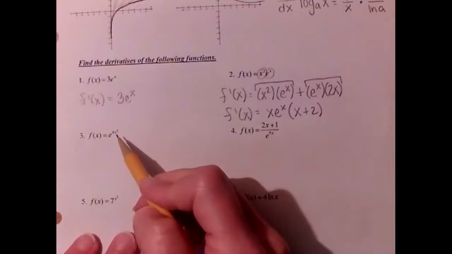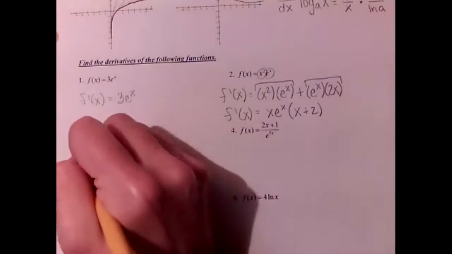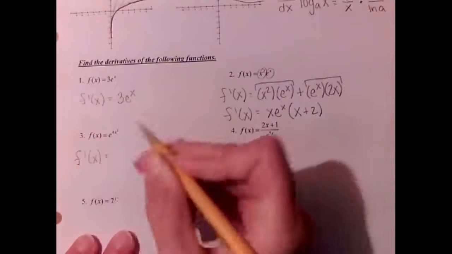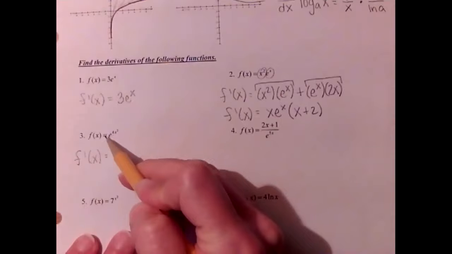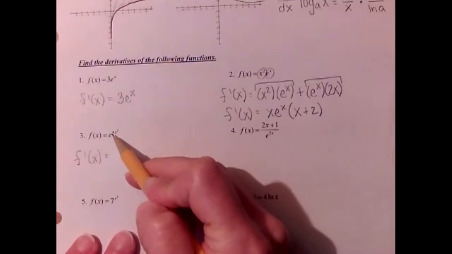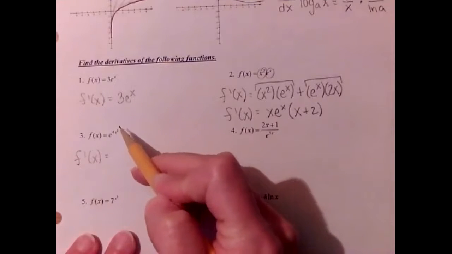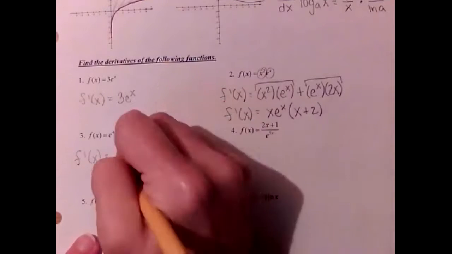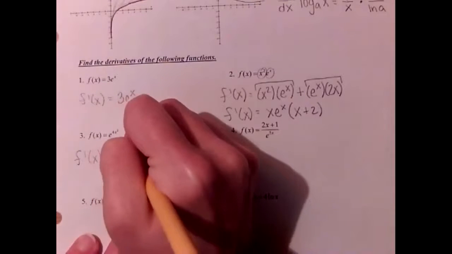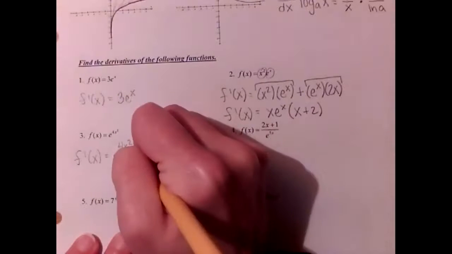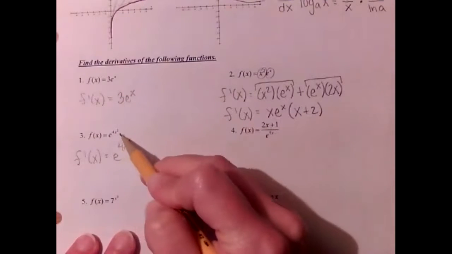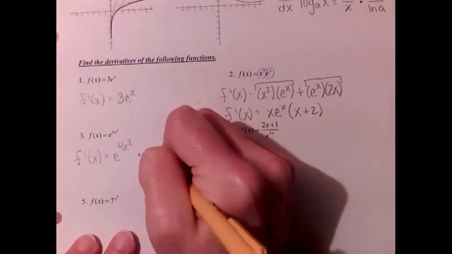All right, so this one is a chain rule. Derivative of the outside function would be the e part. Derivative of the inside function is the 4x squared. So derivative of e is itself, so I'm basically just going to copy this down. And then I'm going to chain on the derivative of that stuff, which would be 8x.